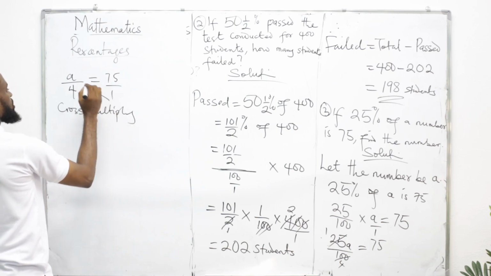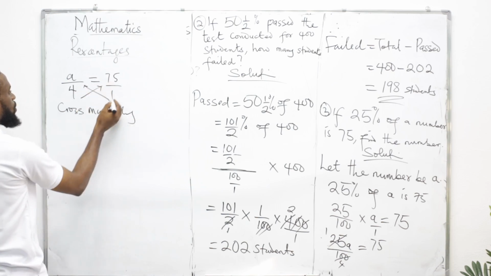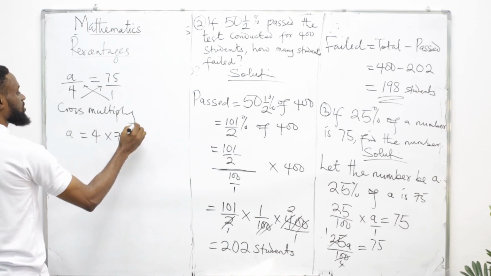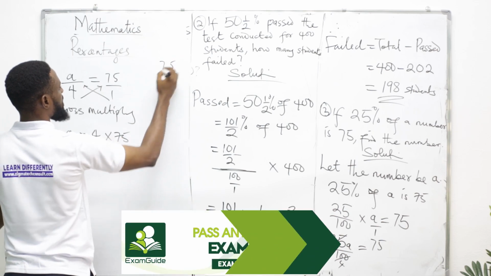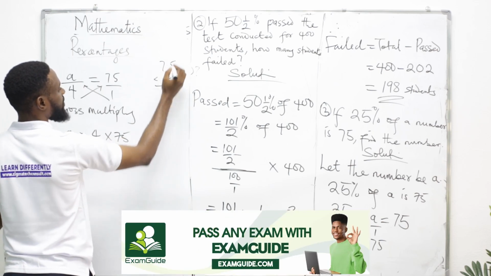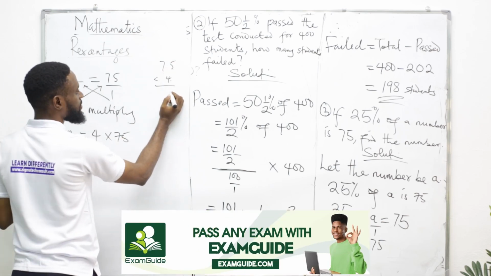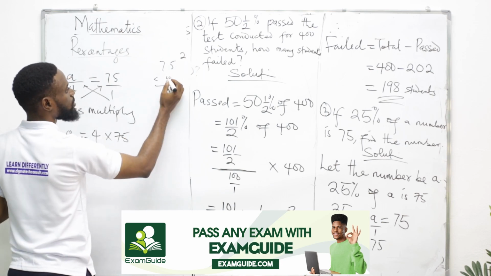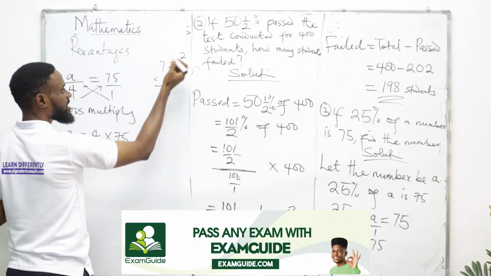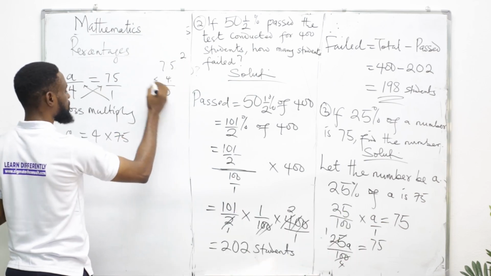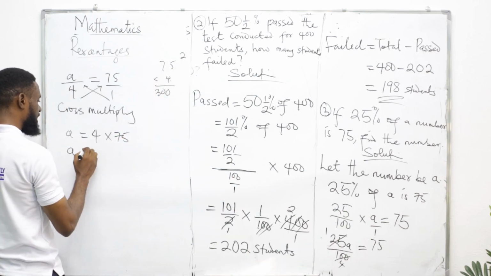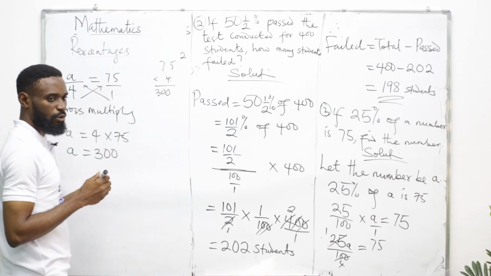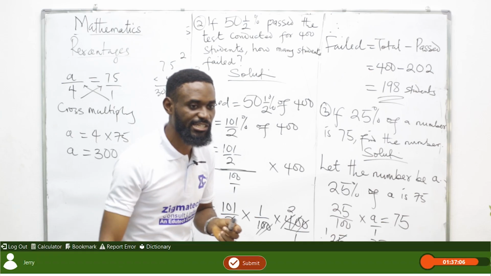This goes to this place. This goes to this place. So 1 times A is equal to 4 times 75. So 75 times 4. 4 times 5 is 20. So we have 0 carry 2. 4 times 7 is 28 plus 2 is 30. So 300. So A is equal to 300. So our correct option there is option C.